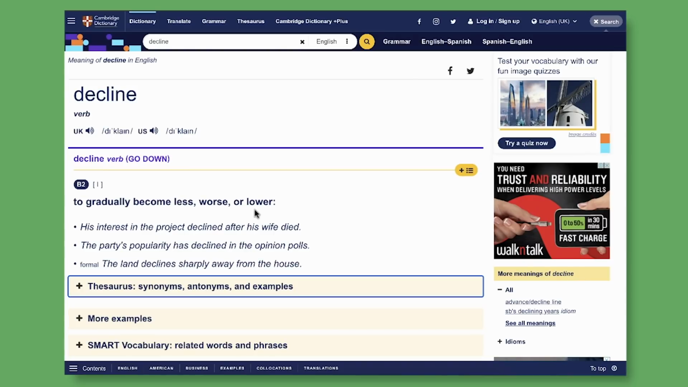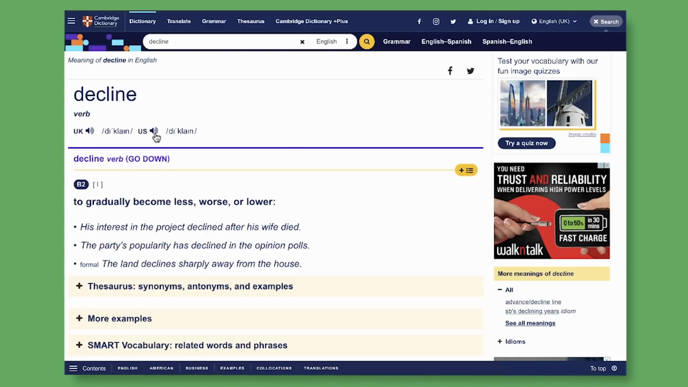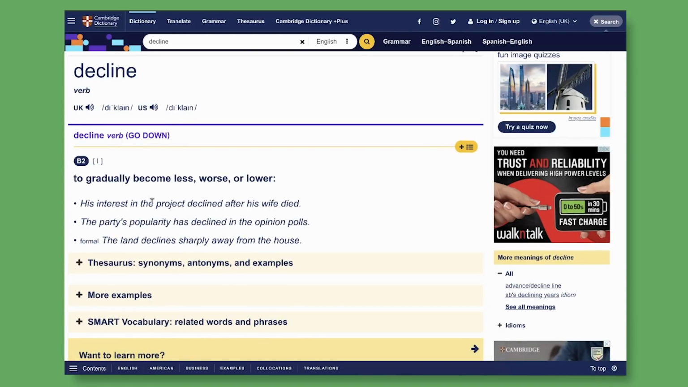We can also see the phonemic script, which helps us to understand how we need to pronounce this word, how to say it clearly. We can hear it in both British English and American English. So you can listen to the pronunciation and practice out loud. Move a little further down the page and you can see some examples. So we can see how this verb is being used in context.